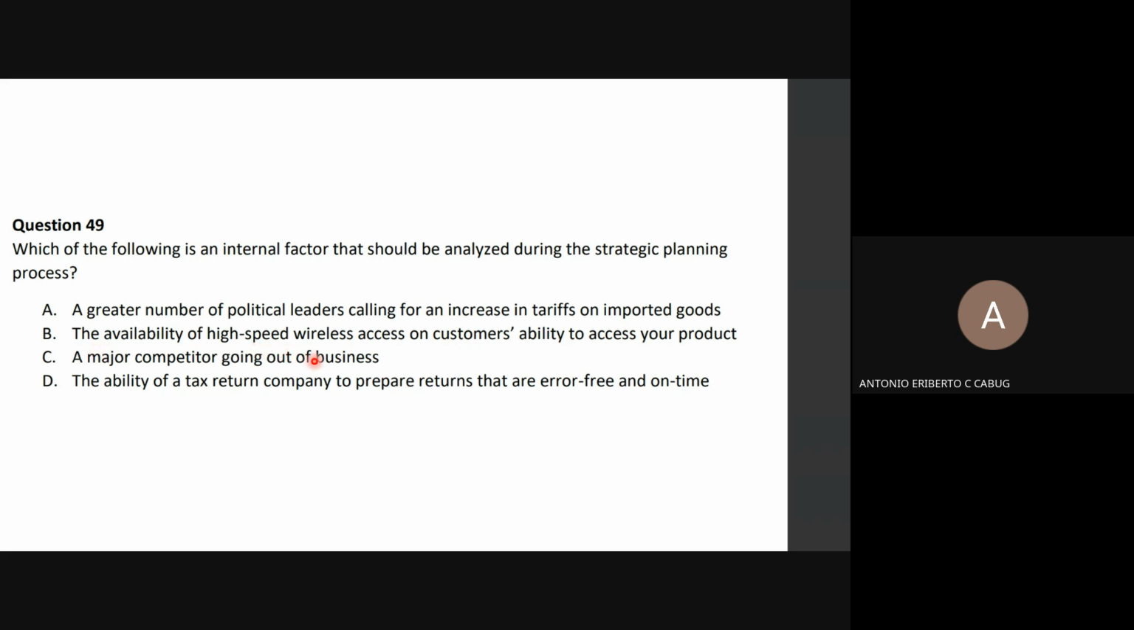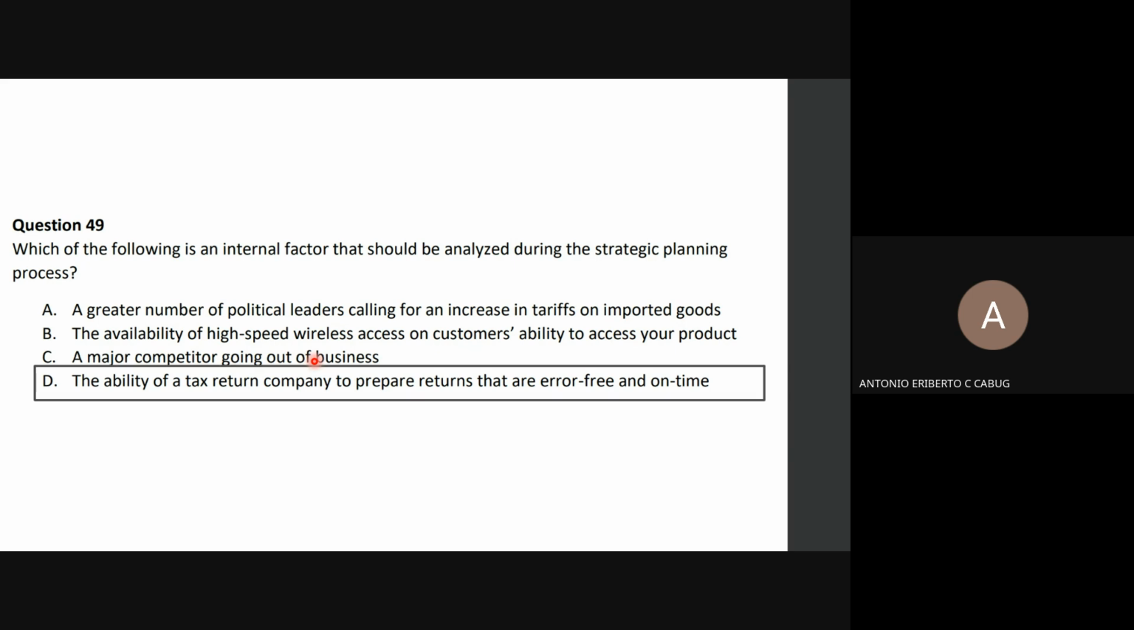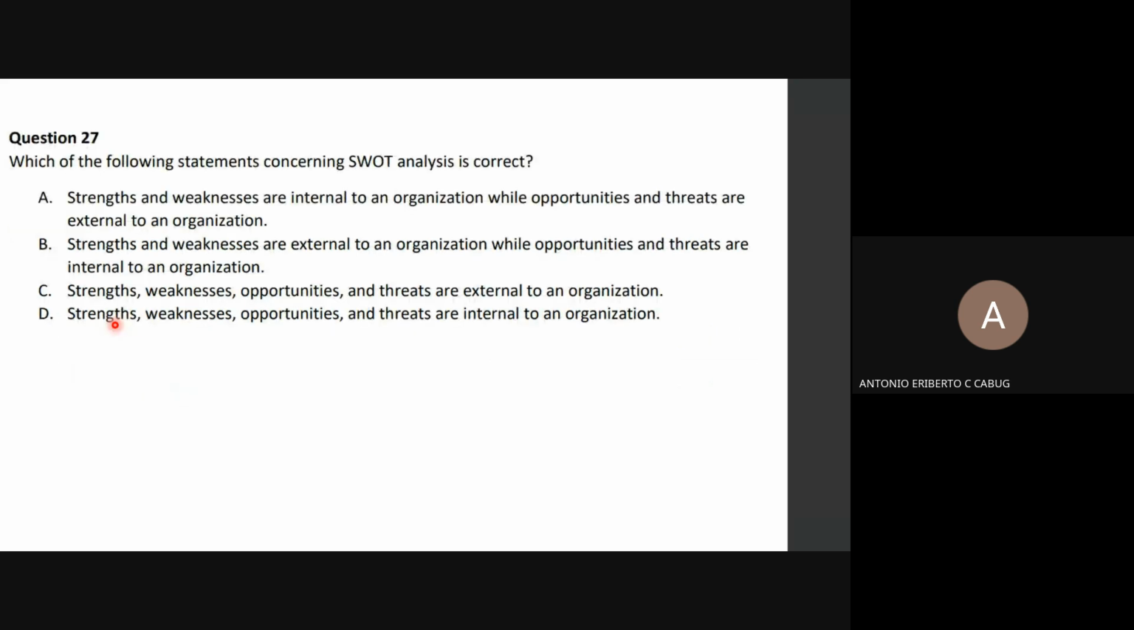This is also external. But letter D is a strength or a weakness depending on whether it's good or bad. The ability of the tax return company to prepare returns that are error-free and on time. If this is good, this can be a strength. Otherwise, it can be a weakness. But definitely, letter D is an internal factor. Okay? A, B, and C are all external, but D is internal. What about this one?